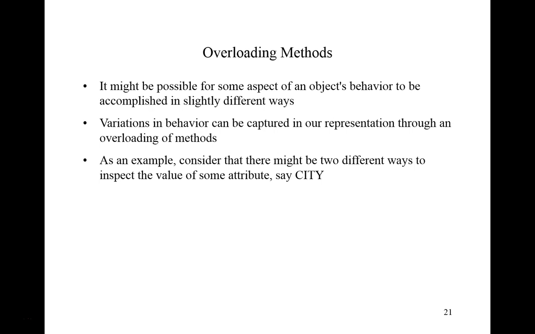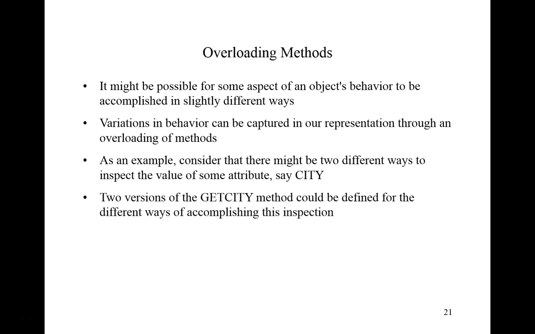Let's consider, for an example, we have city as an attribute of our address object type. There might be 2 different ways to inspect the value of this attribute. Let's consider 2 versions of the getCity method that we might use to perform an inspection or an examination of the city. Consider that a city, as we've defined the attribute, is a character string. So getCity could simply return the value of that character string, the name of the city. But suppose cities also had associated with them some numeric value. For example, in the state of Connecticut, we have 169 tax towns. So each town then has an association in some way with a numeric value.